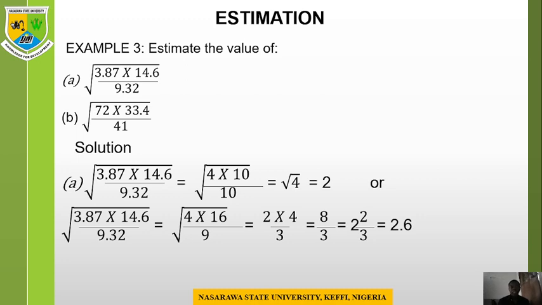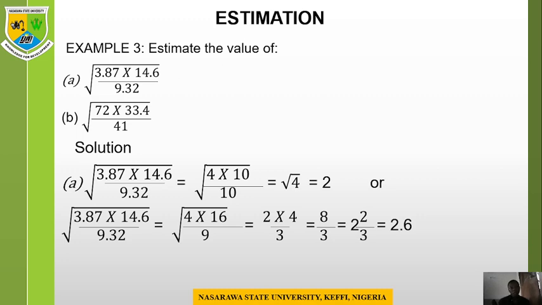Okay, 4 times 10 will cancel the 10 in the square root sign. If 10 cancels 10, we will be left with 1 above. So 4 times 1 will give us 4, and over 1 will still give us 4. That is why we have square root of 4. And what is the square root of 4? 2.